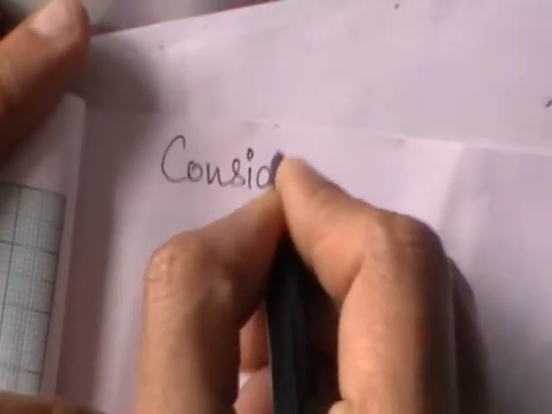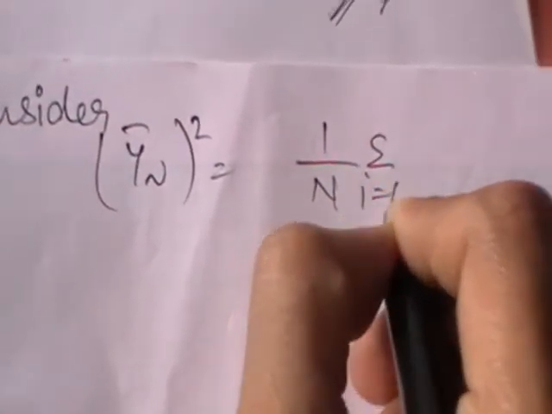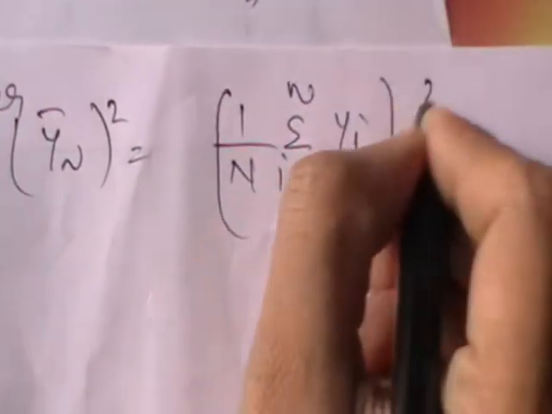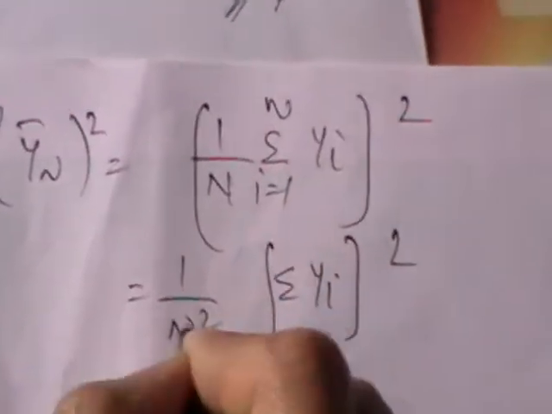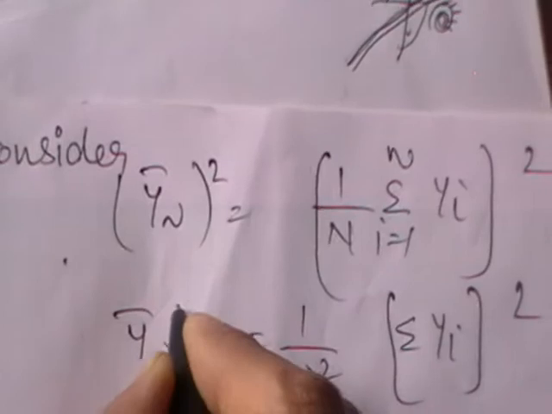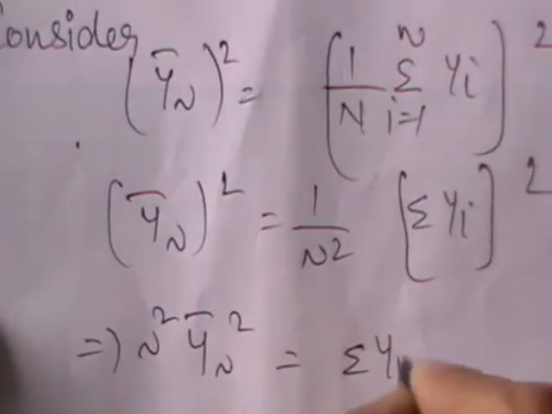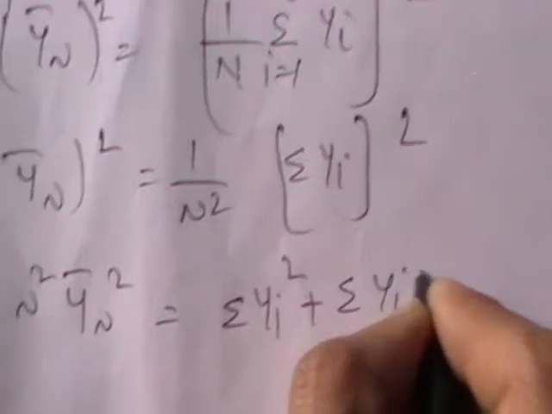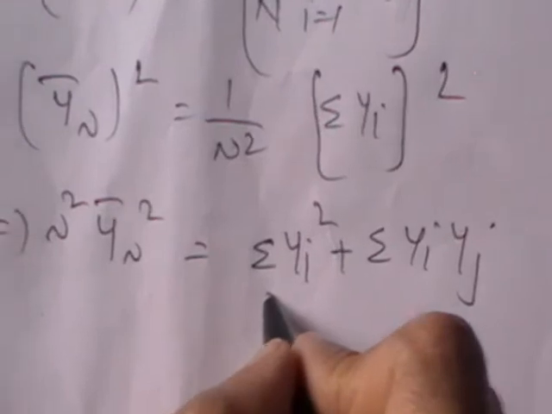For that you consider y bar n whole square. So this is nothing but 1 by n sigma i is equal to 1 to n yi whole square. Again the same result, 1 by n square sigma yi whole square. Let us cross multiply here, which becomes n square into y bar n square is equal to, again you will get square terms and product term. You got n square y bar n square is equal to sigma yi square plus sigma yi yj.